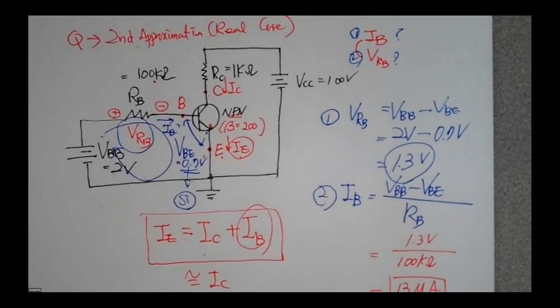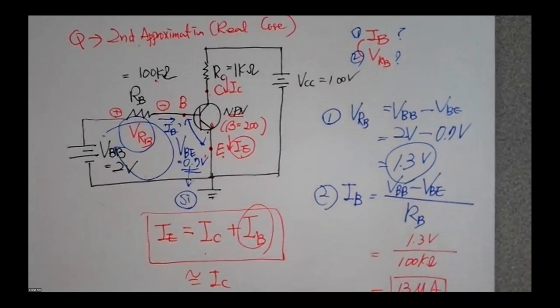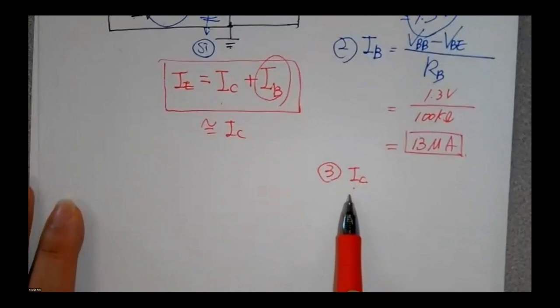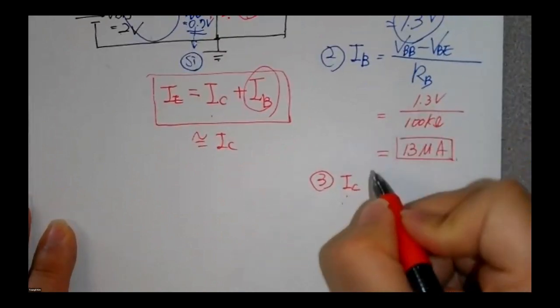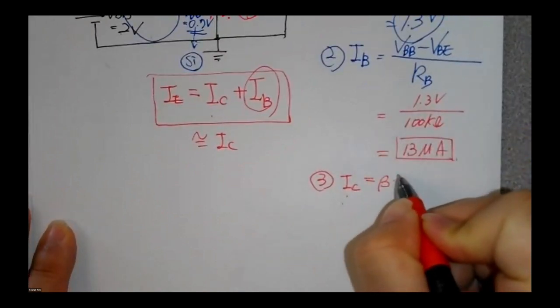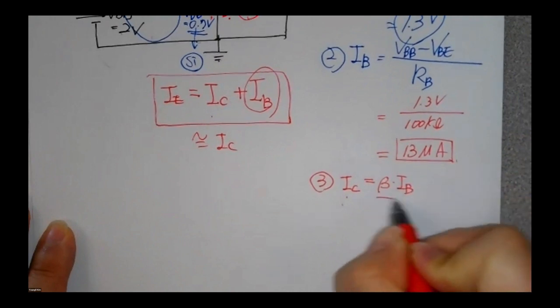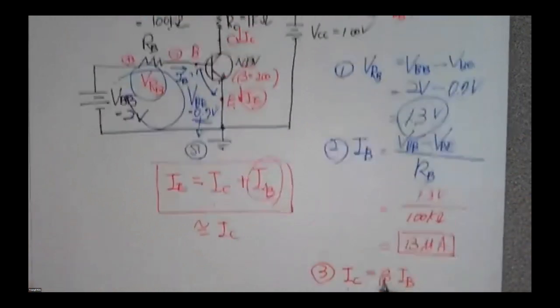Okay, any questions? And then the third one, we can see that. Do you remember I sub C? Sorry, I sub C is equal to beta times I sub B. The beta was given right there.